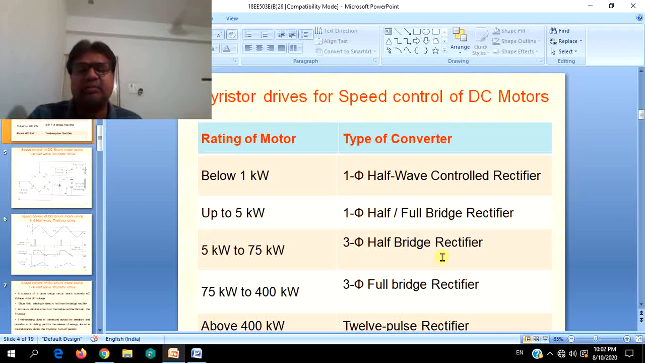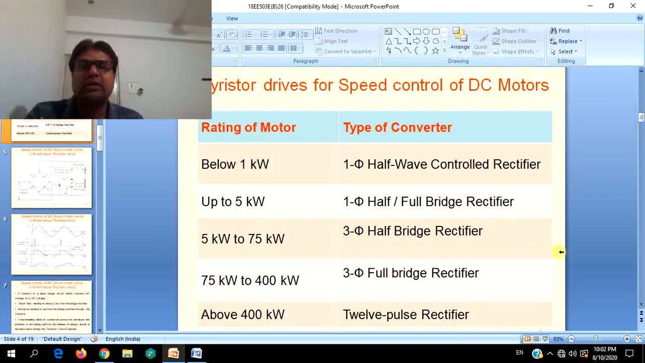As the ratings increase, the average outputs of the rectifiers will be better in case of 3-phase bridges, may it be half bridge or full bridge. So below 1 kilowatt, or we can say fractional horsepower DC motors, a single phase half wave control rectifier itself will be enough. In some of the cases, even a controlled rectifier may not be used, just for a fixed voltage you can give the output, but to have the control, you have to vary it. Then the control aspect has to be introduced.